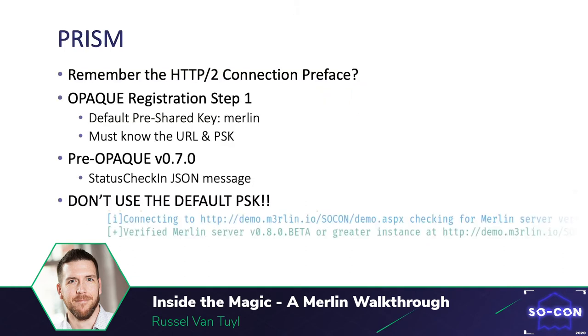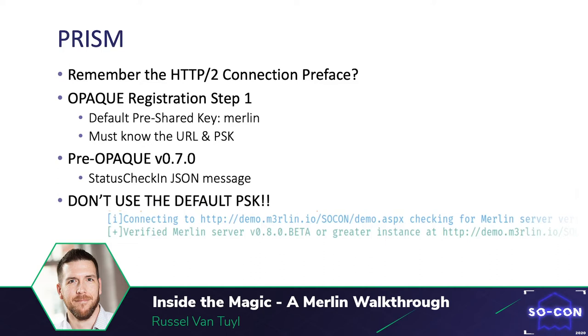The default pre-share key for Merlin is simply Merlin in lowercase. I did not intend for people to actually use that pre-share key when operating Merlin. I wanted a way to discourage individuals from using that pre-share key, so I created a program called Prism. This name continues on the HTTP2 connection preface magic string that we talked about a couple slides back.